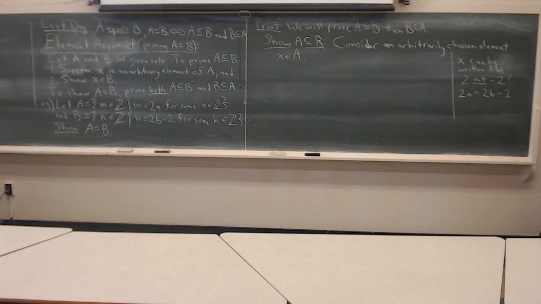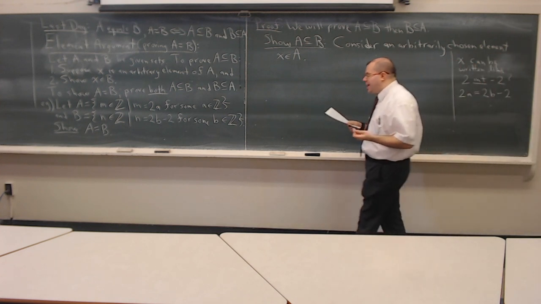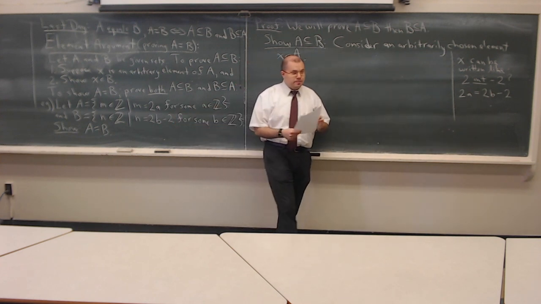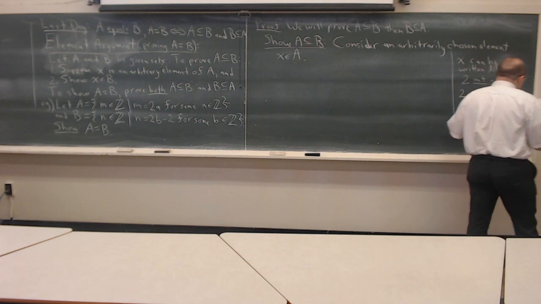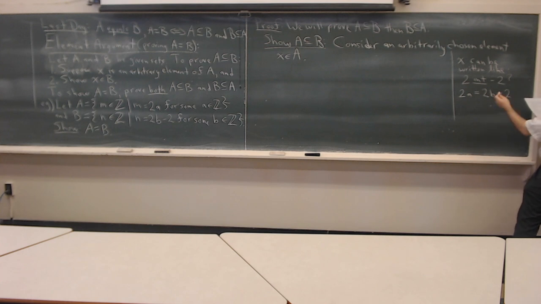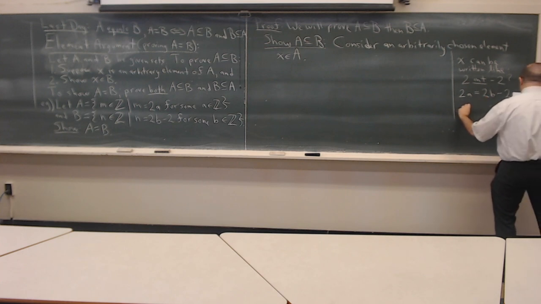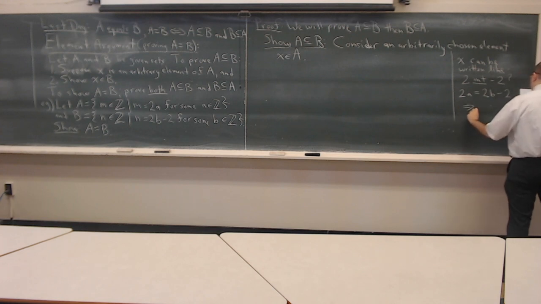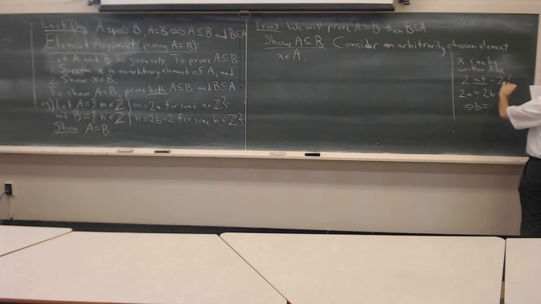Now, I would like to have something that looks like a B so that I can get something that looks like this form right here. So I'm just going to solve for B. I'm trying to look for something in terms of B. Now remember, if I just want B, I can just add 2 to both sides of this equation. Then I'm going to divide it by 2, so I end up with just B on one side. So I end up with B is equal to 2 times A plus 2, divided by 2.